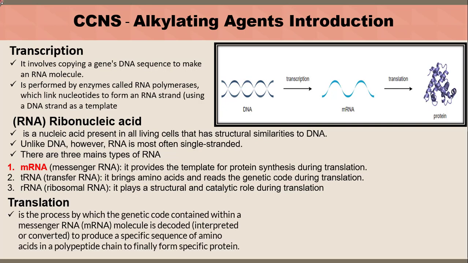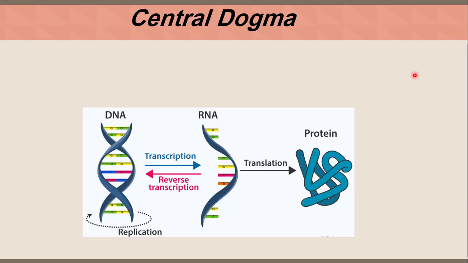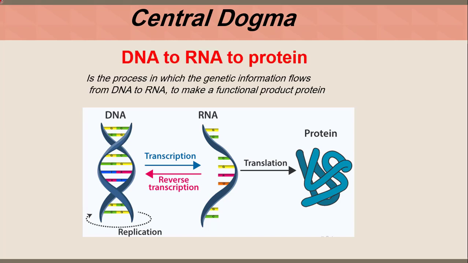The translation process is a process by which the genetic code contained within a messenger RNA or mRNA molecule is decoded and interpreted to produce a specific sequence of amino acids in a polypeptide chain to finally form a specific protein. As illustrated here in the graph, the DNA is transferred to mRNA by the transcription process. After that, the protein will be formed through the translation process. Now we're going to explain what the central dogma is: a process in which the genetic information flows from DNA to RNA to make a functional product, protein.